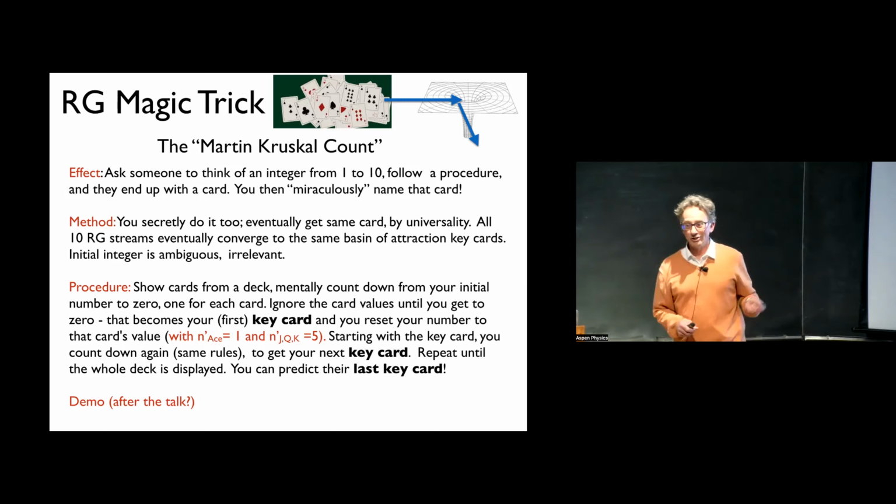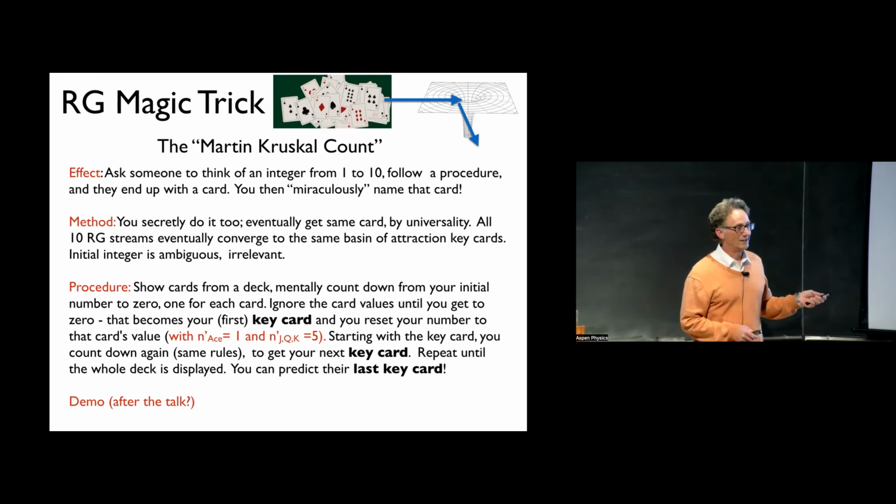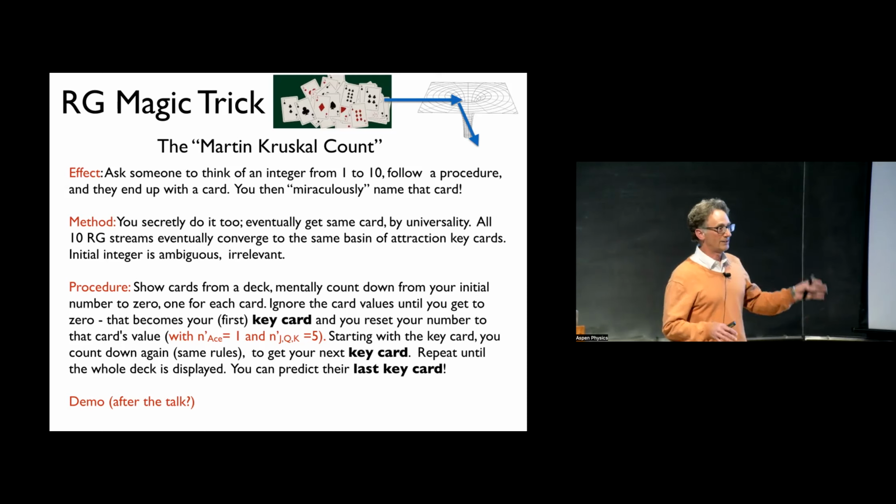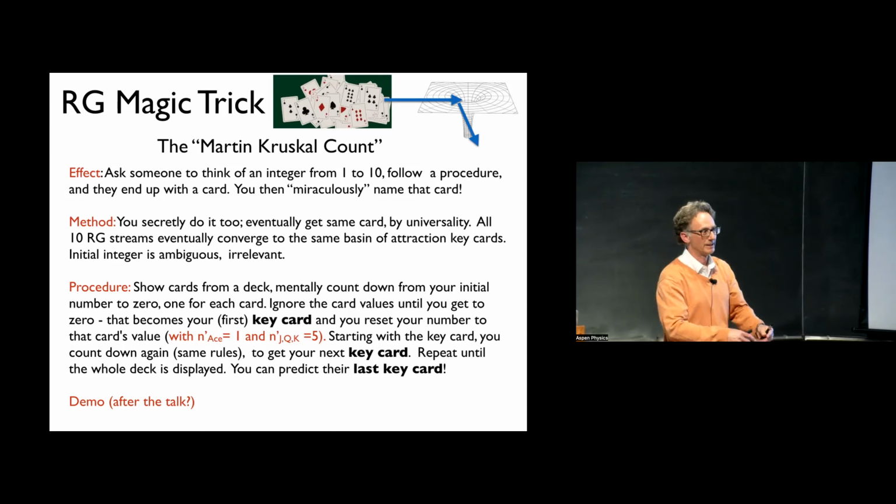But actually, it doesn't matter what number from 1 to 10 they thought of, because all of these 10 different choices are like 10 different renormalization group streams that eventually converge to the same fixed point. And so you can name their card even though you didn't actually know what their number was. The method is that you secretly just do exactly what they're doing.